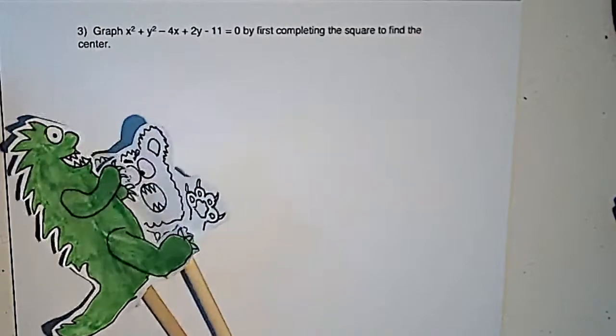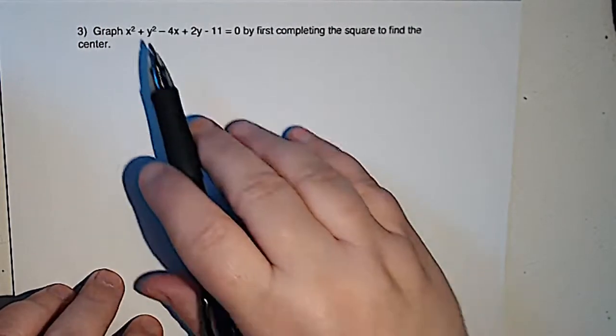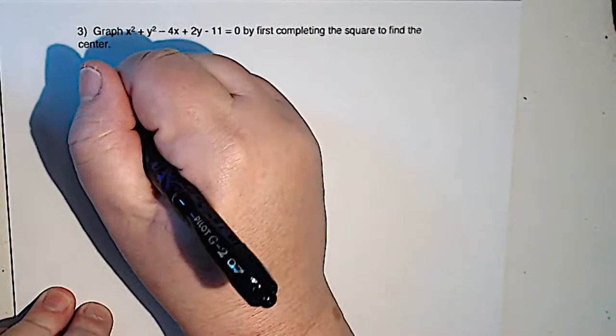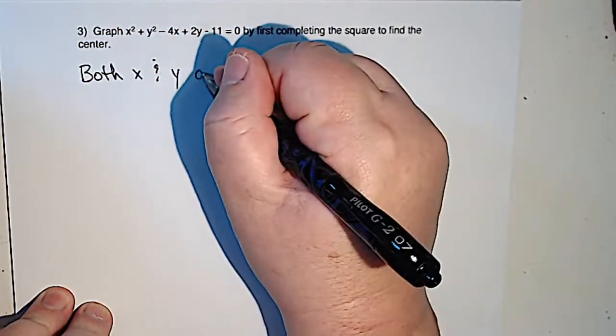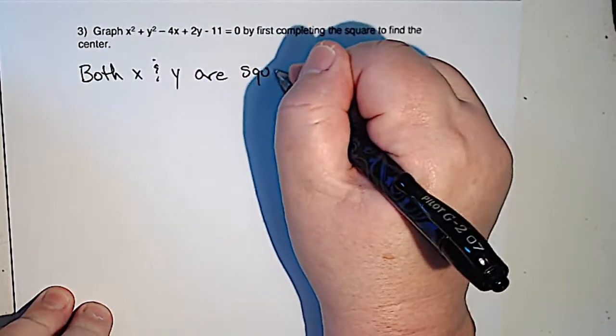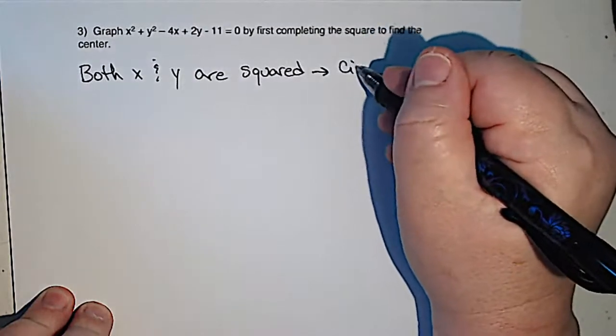So let's dig in and see how to get through this problem. The first thing that's going to be really important is recognizing that this is actually a circle. How do we know that there is a circle involved here rather than, say, a parabola? And the answer is, do you see both x and y are squared? That tells us we've got a circle.